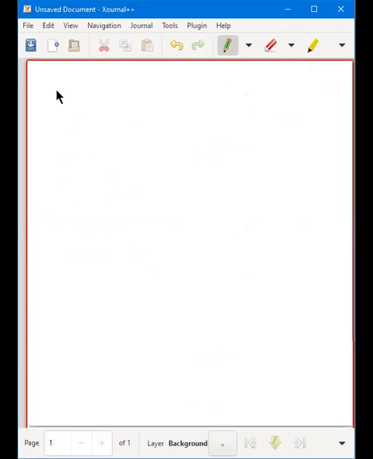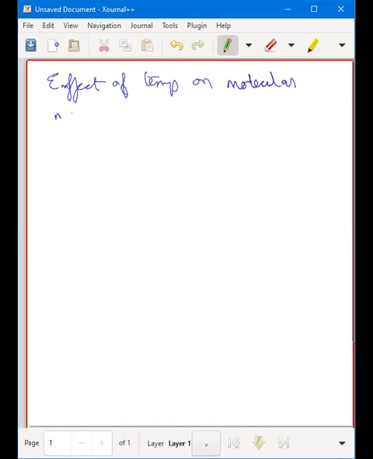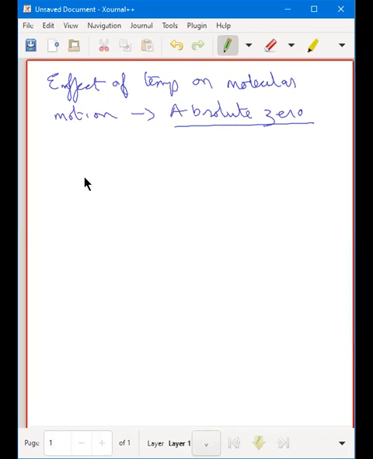Okay, now one more important aspect to remember is the effect of temperature on molecular motion and the concept of absolute zero. What exactly is absolute zero? Okay, so what did we say? That when we heat an object, its molecules gain kinetic energy and the motion increases, isn't it? So now that means on the reverse side, if we cool a body, what will happen?